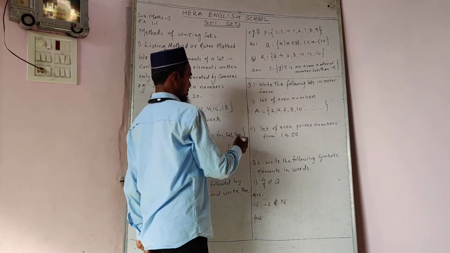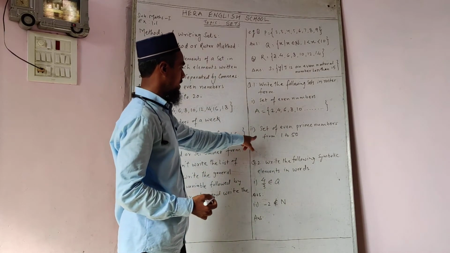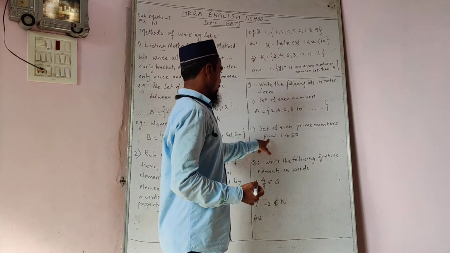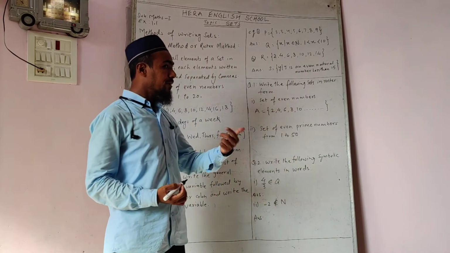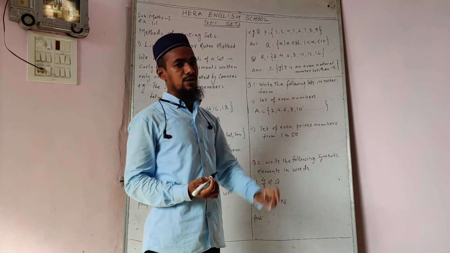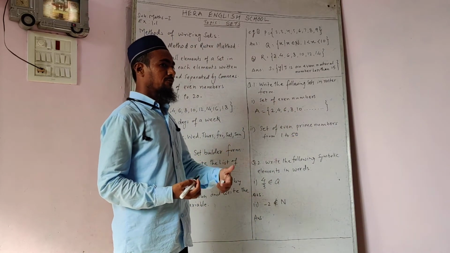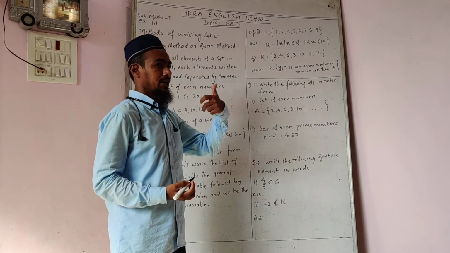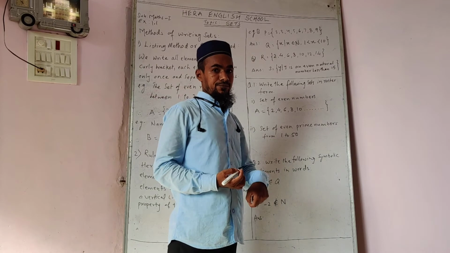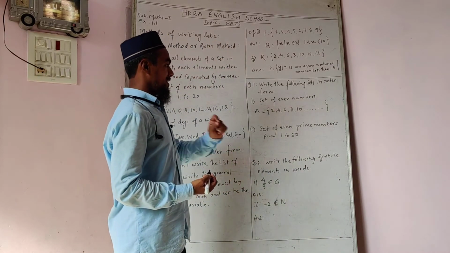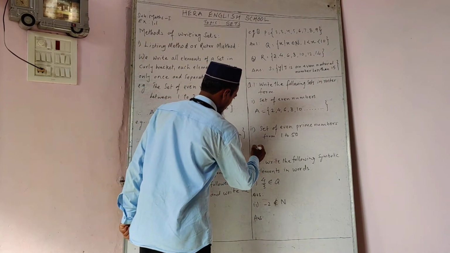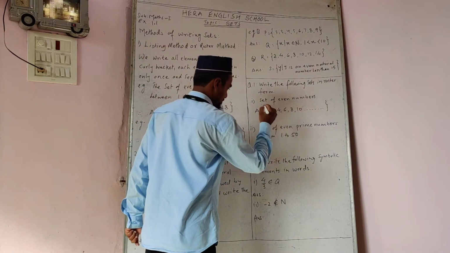Okay, you got it? Now see the second question: set of even prime numbers from 1 to 50. You know even numbers, but here we have prime numbers. You know prime numbers? Prime numbers means what? Which doesn't belong to any other table. It belongs only to itself. It doesn't belong to any other table. For example, let's see here. I am giving the name of the set as B.